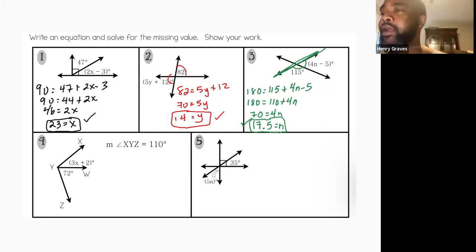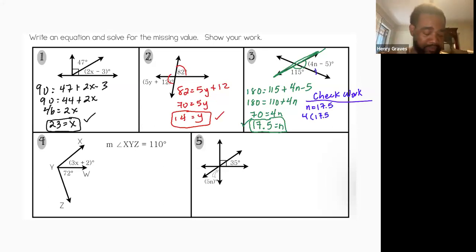I'm going to do n is 17.5. So I'm going to do 4 times 17.5, replacing the n right here, right? 4 times 17.5 is 70. Minus 5, 70 minus 5 is 65. So this angle here is 65 degrees. So if I go ahead and add them up, 115 plus 65, I get 180 degrees. So yes, this checks out perfectly fine.